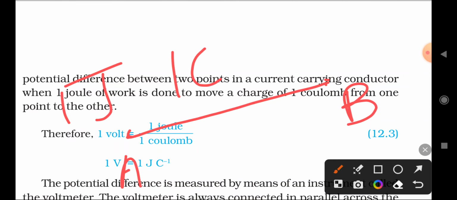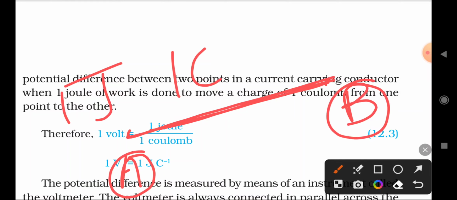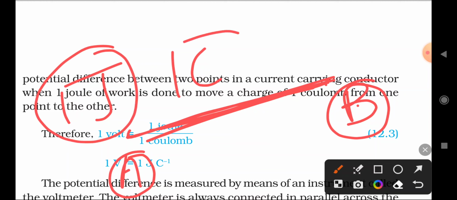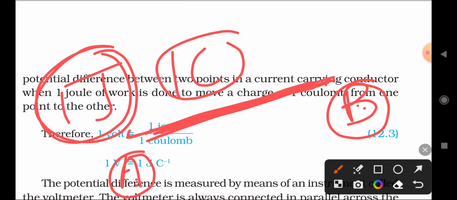What is 1 volt? The potential difference between 2 points, the first point and the second point, in a current carrying conductor. When 1 joule of work is done to move 1 coulomb of charge, that is called 1 volt. What is 1 volt? The potential difference between 2 points in a conductor when 1 joule of work is done to move 1 coulomb of charge. Meaning is what?